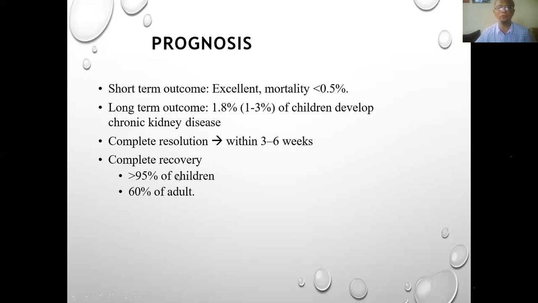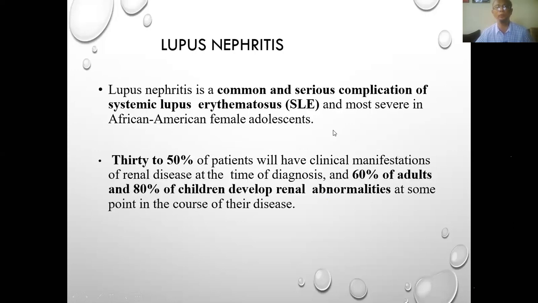Most of the cases usually resolve, more than 95% of cases, but in adults, the prognosis is not as good as in children. Only 60% of adults will go back to normal. Otherwise, they may develop chronic glomerulonephritis and subsequently CKD.